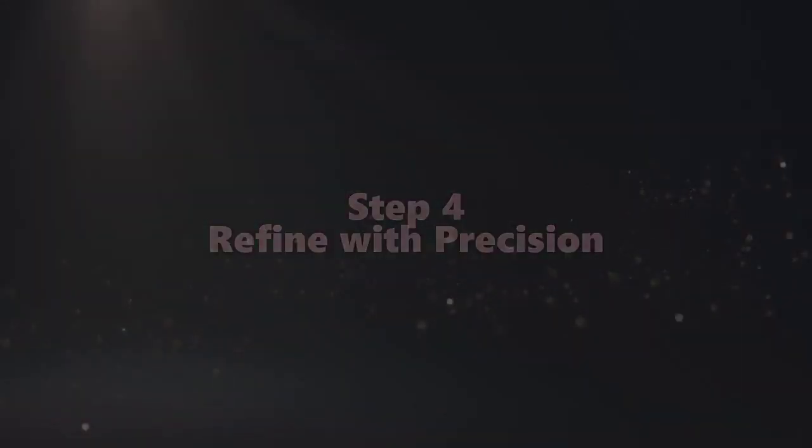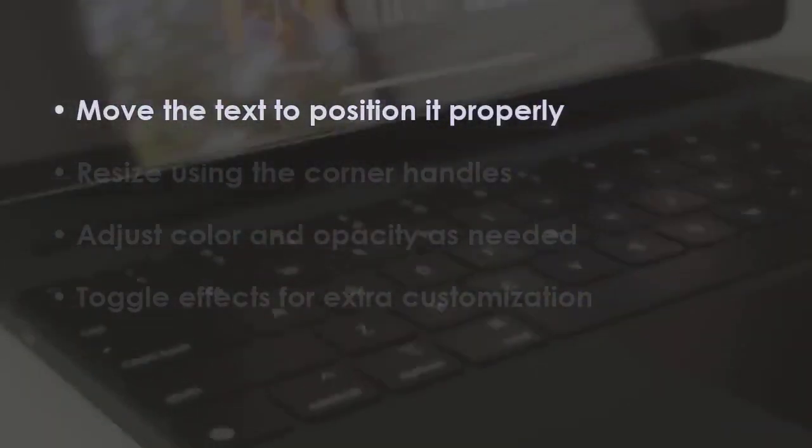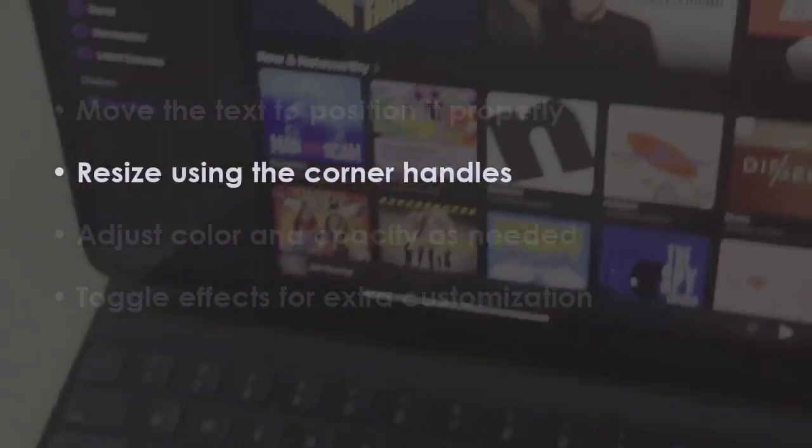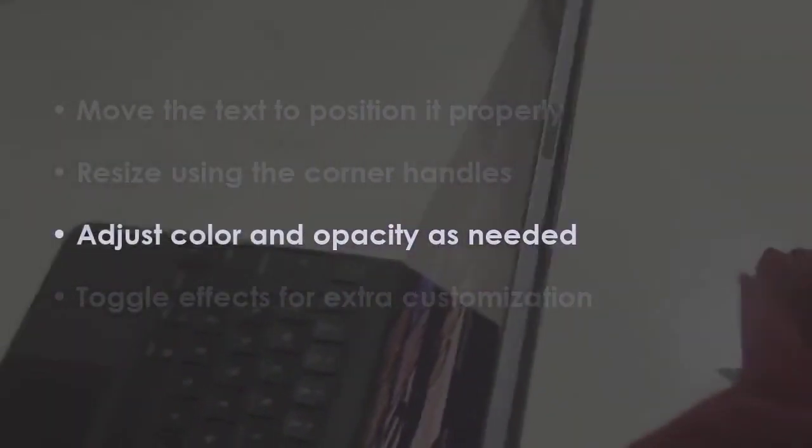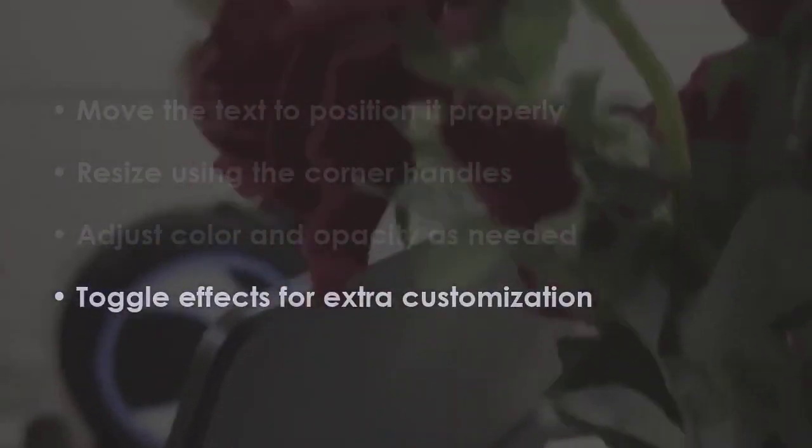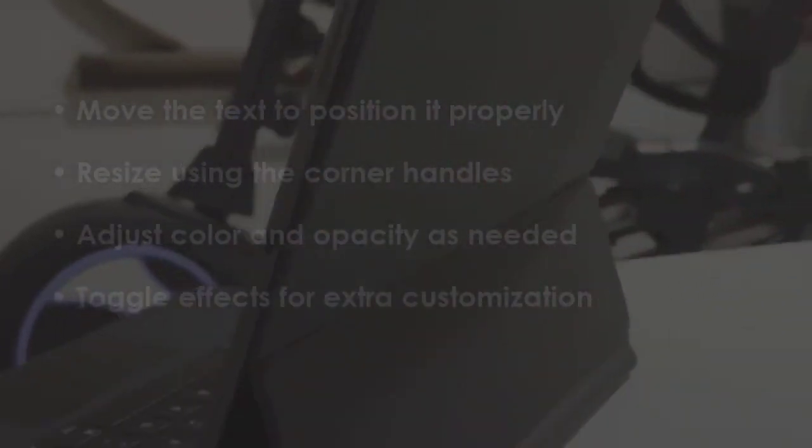In the next step, drag text to your ideal placement. Next, resize using edge adjustment points. Later, change color and transparency accordingly. After that, toggle filters for more personalization.